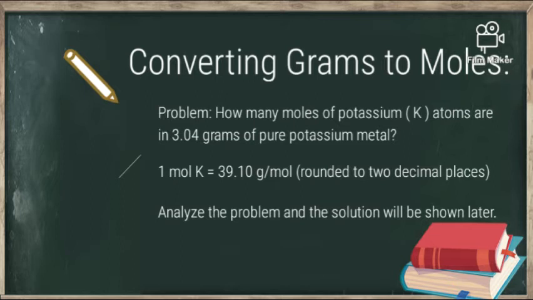How many moles of potassium, abbreviated as K, atoms are in 3.04 grams of pure potassium metal? We know that we have 3.04 grams of pure potassium metal, and we also know that the molar mass of potassium is 39.10 grams per mole. It is rounded to 2 decimal places. Now, please analyze the problem and the solution will be shown later. Please pause the video if you want to solve it on your own.